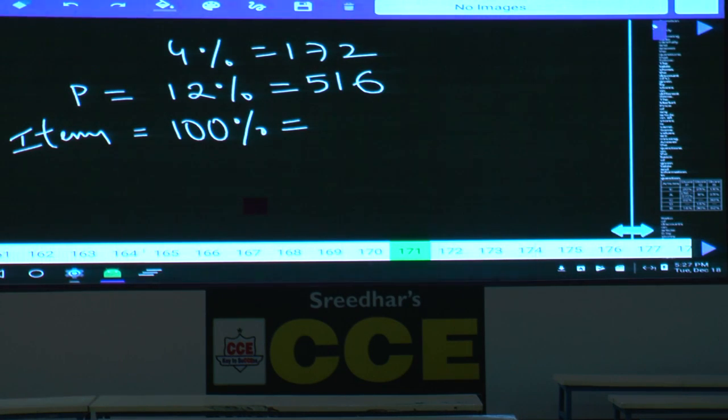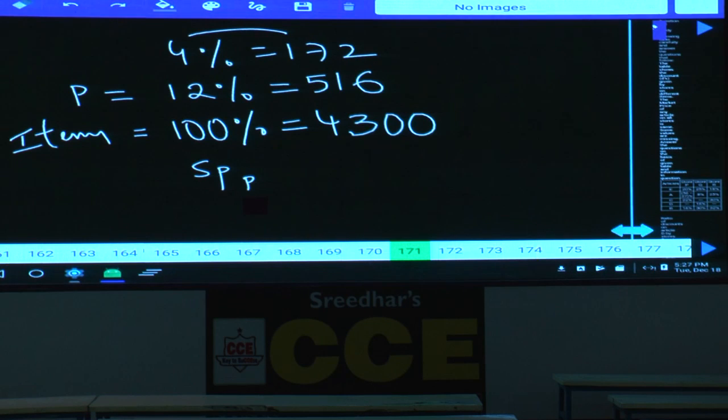If 4% is equal to 172, 100% is how many times? 25 times, 4 times 25 is 100, so 172 times 25. So item market price is 4,300. P is giving 516 discount, correct? So selling price of item P is equal to this value minus 516. That becomes 3,784.